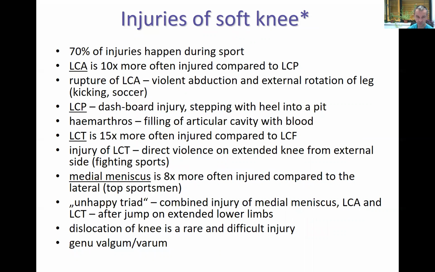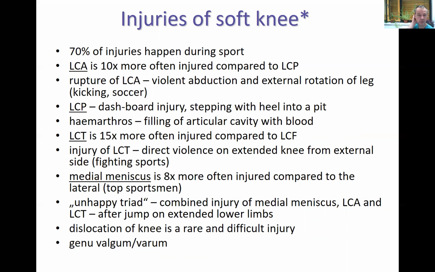And here, just to inform you about some clinical notes, the anterior cruciate ligament and tibial collateral ligament are the more often injured structures. And as for the anterior cruciate ligament, it comes in violent abduction and external rotation of the leg, mainly in football players, for example. The tibial collateral ligament is injured mainly on a locked extended knee from the external side, so in some fighting sports.